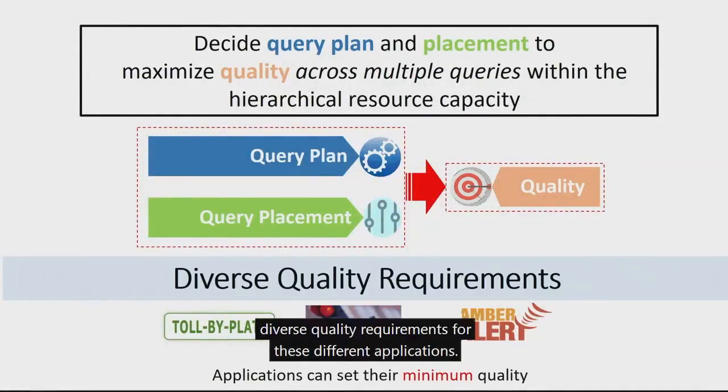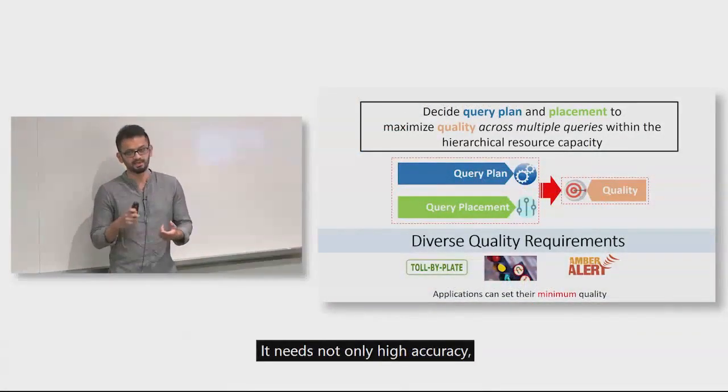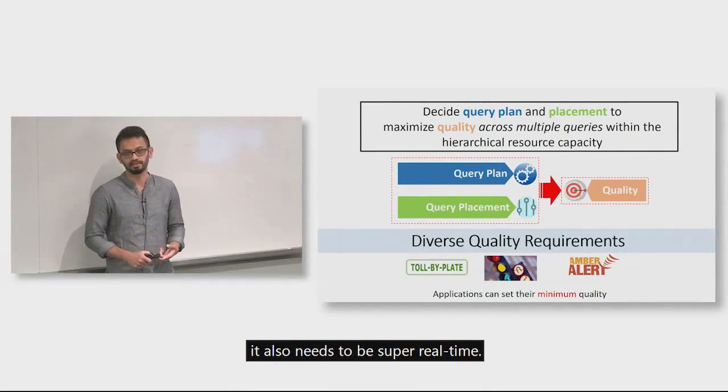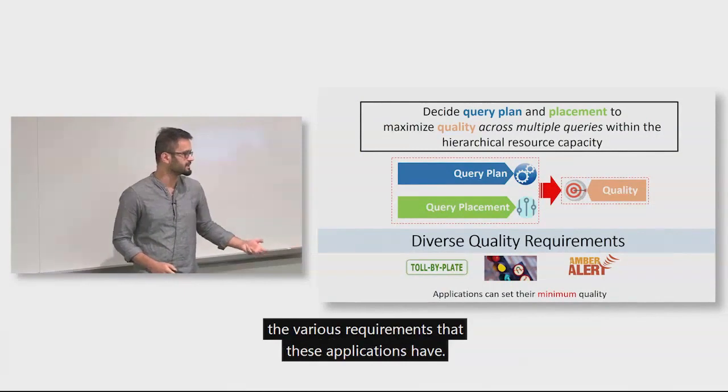And of course, there are diverse quality requirements for these different applications. For instance, the tolling application might not really have strict latency considerations, but would need very high accuracy because it would not be acceptable if you get tolled inaccurately. Traffic lights, for instance, is an example of something where you need moderate to high accuracy, but you do need it to happen within a second or two. Amber alert could be an extreme example. It needs not only high accuracy, it also needs to be super real time. So the framework allows for setting the various requirements that these applications have.